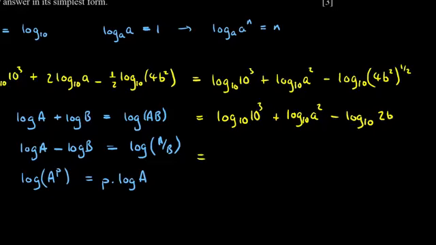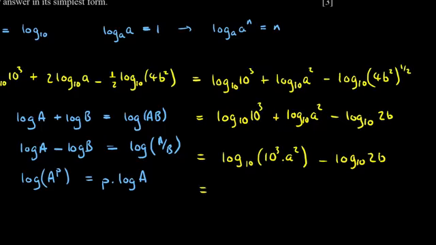I'm going to use the first log rule here. If I've got log 10 cubed plus log a squared, then I can use the first rule, log a plus log b is equal to log a times b. So here I'm going to get log base 10 of 10 cubed times a squared. Just to clarify, log a plus log b is equal to log a times b. And then here I've got log a minus log b. According to the second rule over here, that's equal to log a over b.